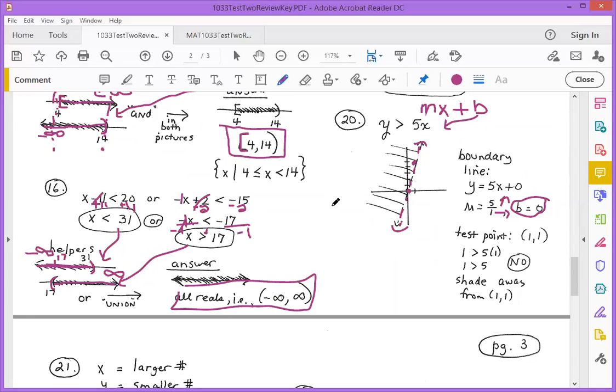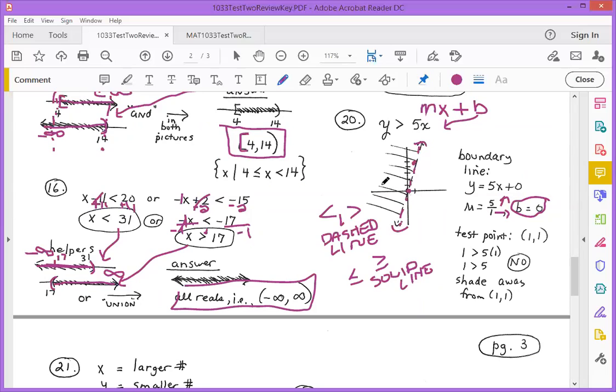Remember, when you're graphing these inequalities, if your symbol is less than or greater than, you should use a dashed line to make the graph. If your symbol is less than or equal to, or greater than or equal to, you should be using a solid line to make the graph. All right, so we use a dashed line here.